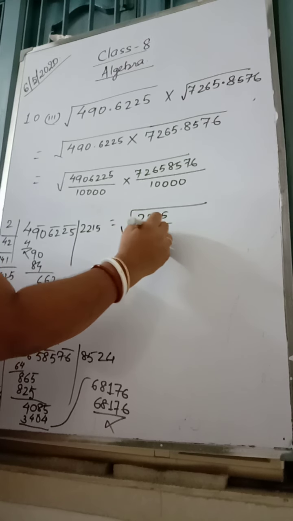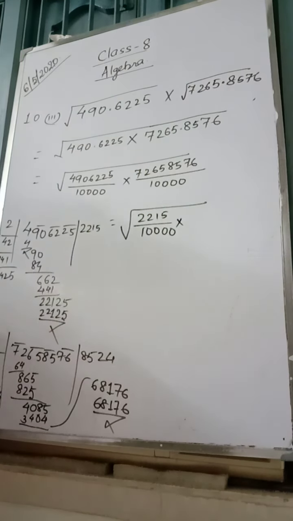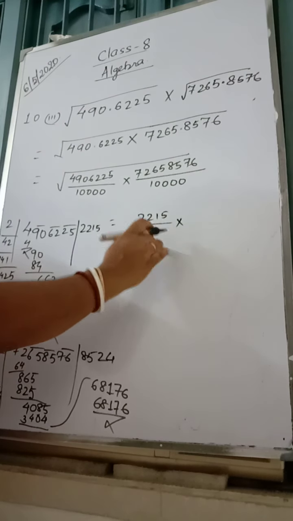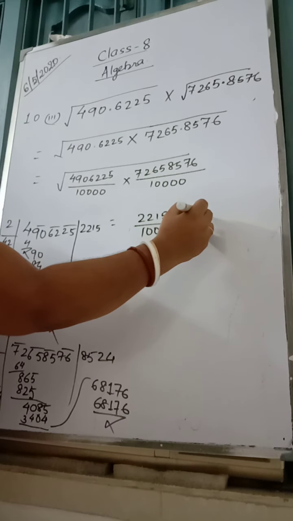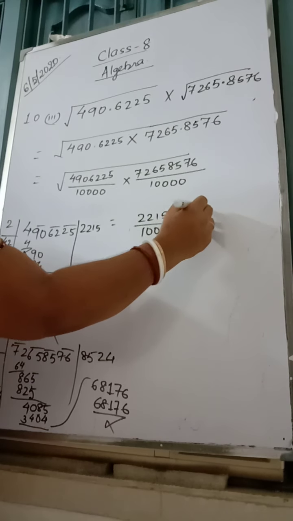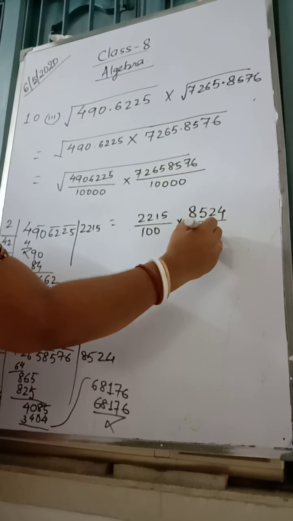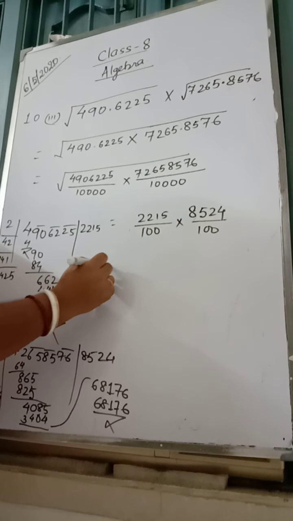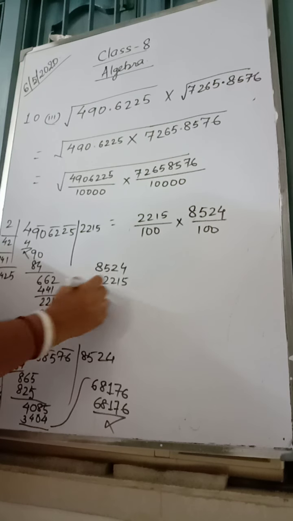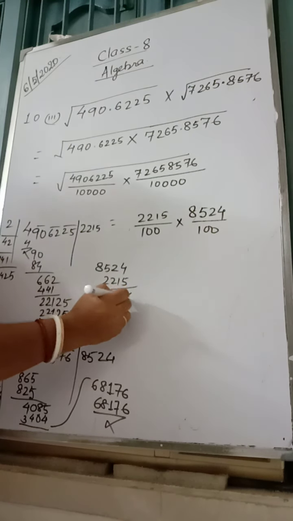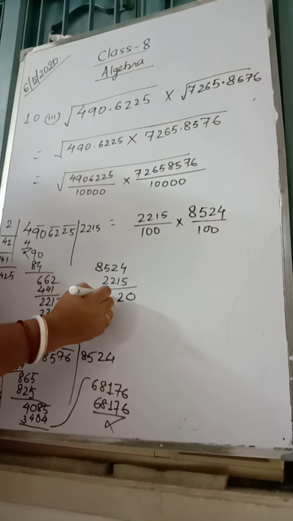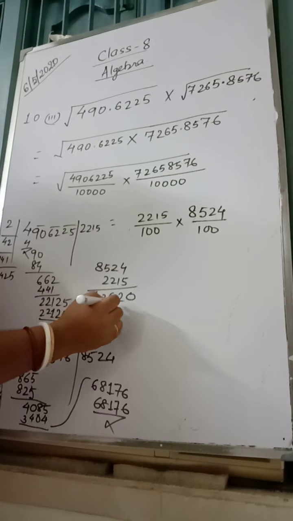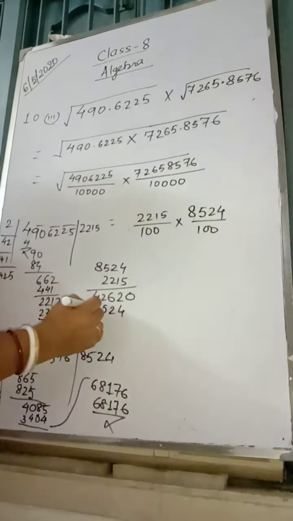2215 by 10,000 into 8524 by 100 into 100. Done. Now we have to do the multiplication. 8524 into 2215. 5 4s are 20. 5 2s are 10 and 2 12. 5 5s are 25 and 1 26. 5 8s are 40 and 2 42. 1 4s are 4. 1 2s are 2. 1 5s are 5. 1 8s are 8.